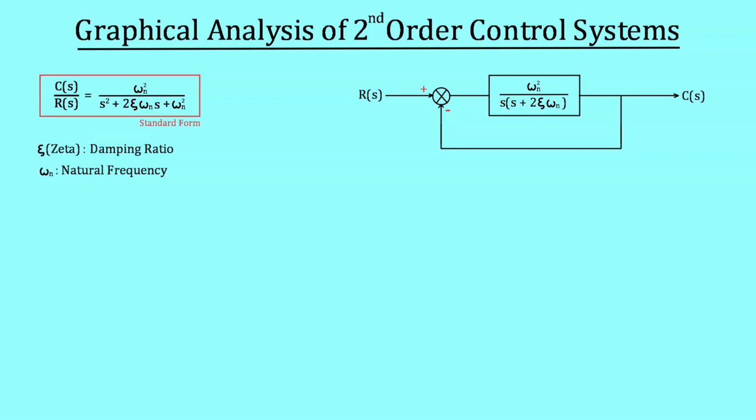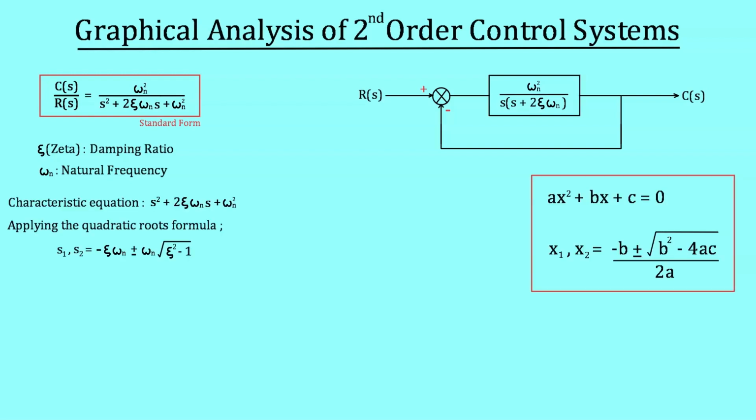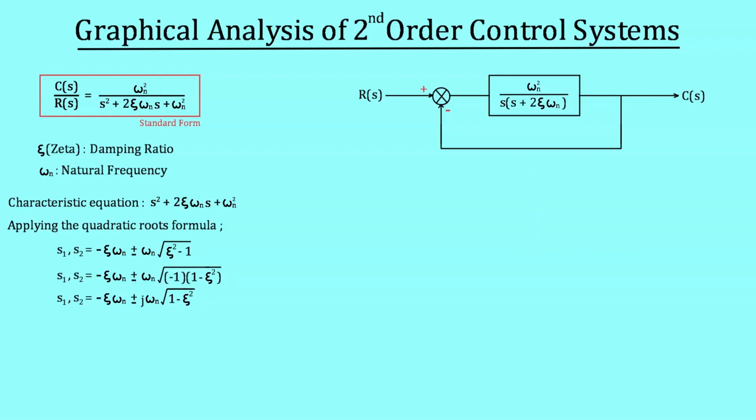Now, let us first analyze the standard form of second order control systems. The zeta is referred to as the damping ratio and omega n is called the natural frequency. By using the quadratic roots formula, we can simply find the roots of the characteristic equation, which are simply the poles of the closed loop transfer function of this block diagram. You will get the poles equal to minus zeta omega n plus minus omega n under root of zeta square minus 1.